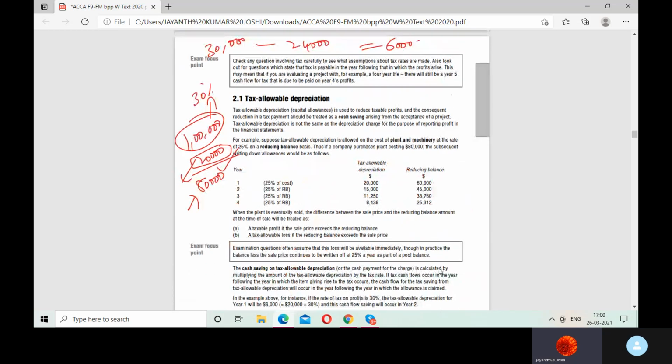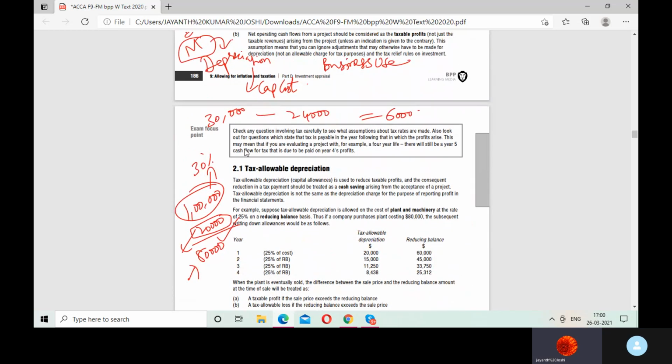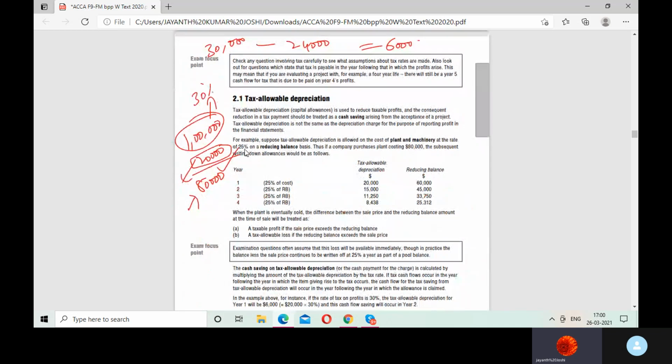Now tax allowable depreciation. See, this is your 25% of cost. Your cost is how much? 80,000. 25% of 80,000 is this. It is on a diminishing balance basis. What do you mean by diminishing balance basis? This depreciation again you have to remove from this. You'll get 60,000. 25% of 60,000 is 15,000 depreciation. Correct? This is tax allowable, that means you can claim deduction on these amounts.